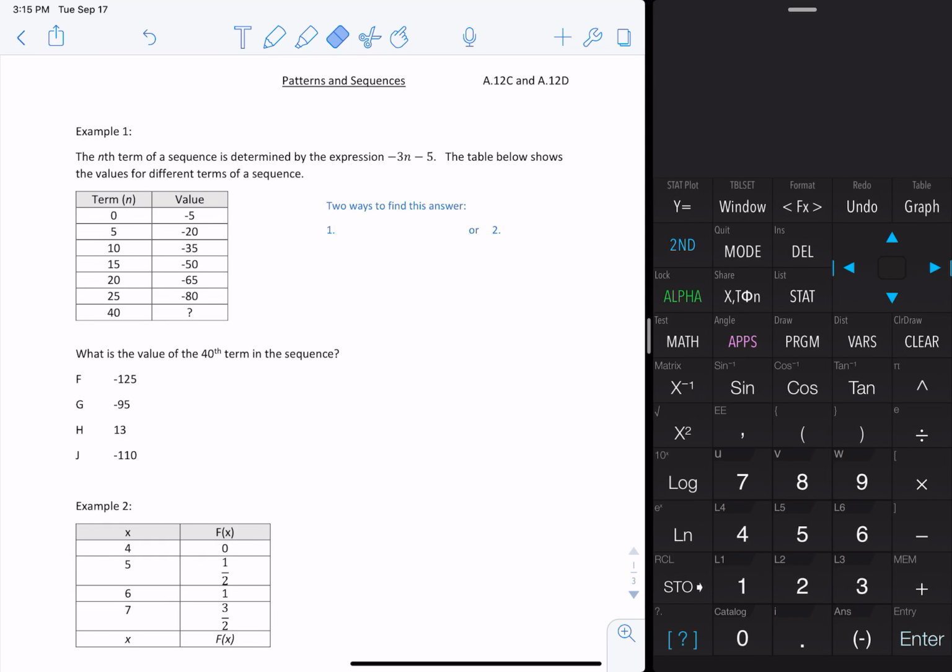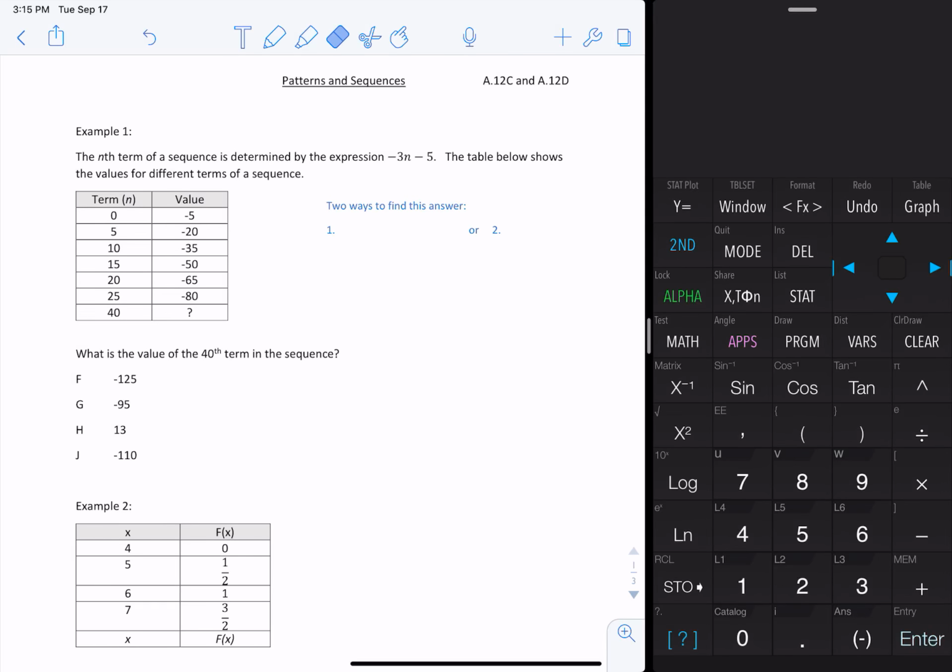Okay, so this video is going to be all about patterns and sequences. It's not real hard, but it'll take us a little bit, okay? So the nth term of a sequence is determined by the expression negative 3n minus 5. And the table shows the value for the different terms of the sequence.